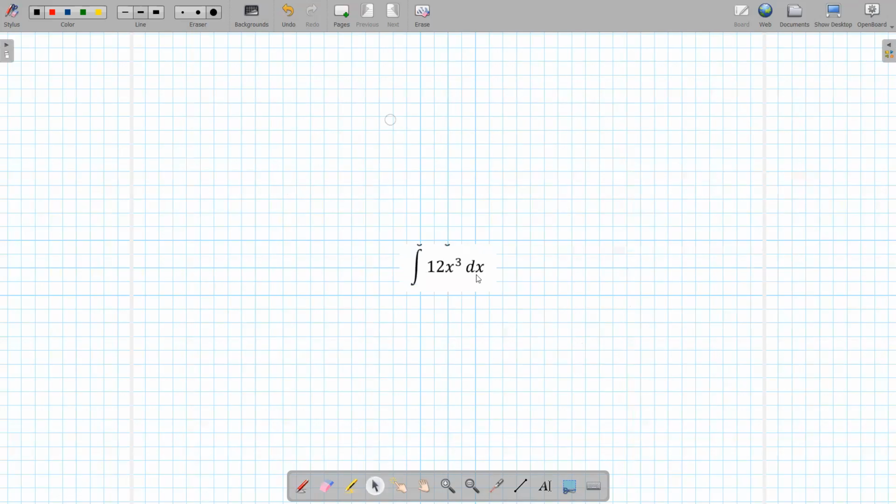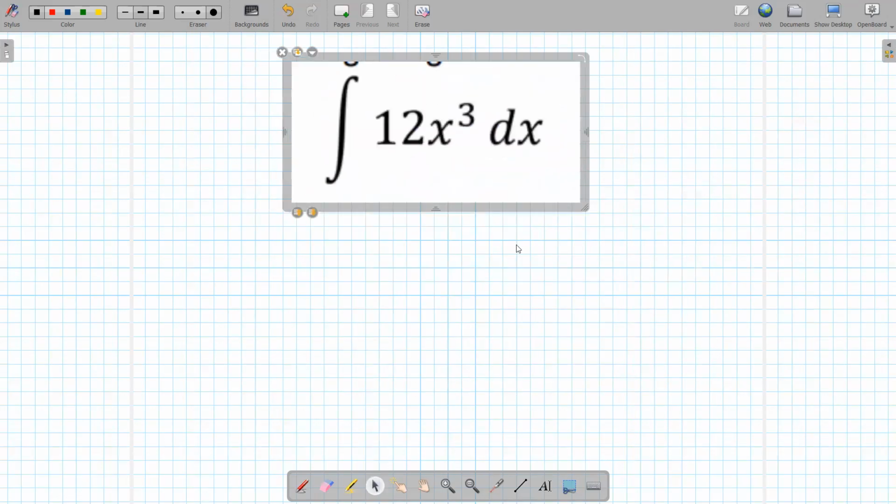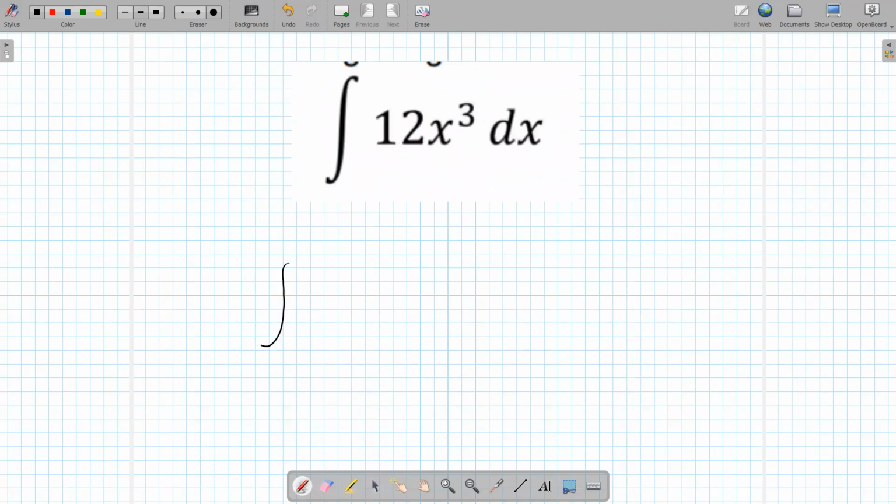And this is the notation for an integral. See this? Kind of looks like an S. What is exactly an integral? We know the derivative means it's the slope, right? Derivative at a certain point means it's the slope of the tangent line at that point. But what in the world is an integral?